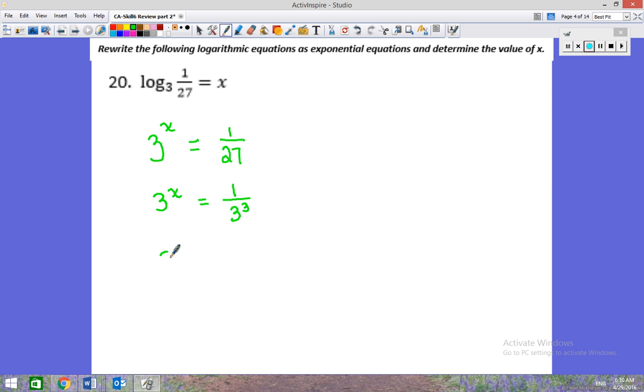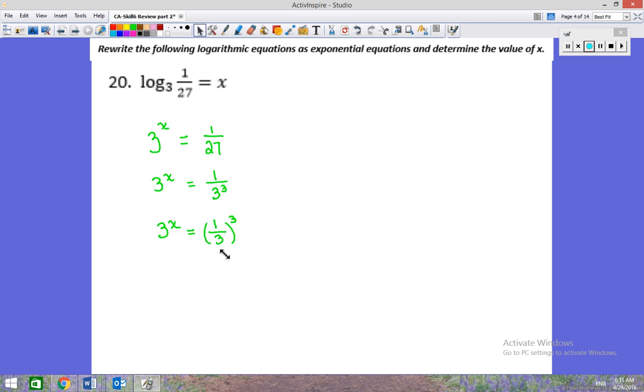Now, I also know that this means 1/3 times 1/3 times 1/3. I can rewrite this 1 over 3 to the 3rd power as 1/3 raised to the power of 3. Alright, now the base on the left hand side is 3, but the base on the right hand side is 1/3. I can rewrite this base of 1/3, I can write it as 3 if I change the sign of the exponent.